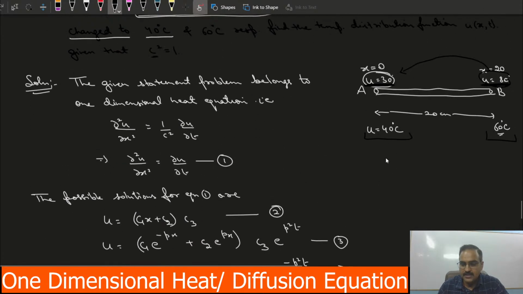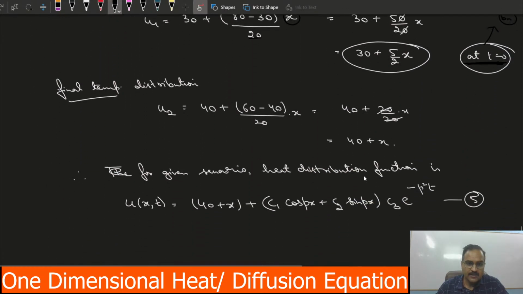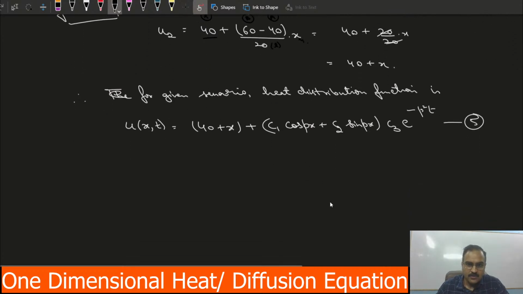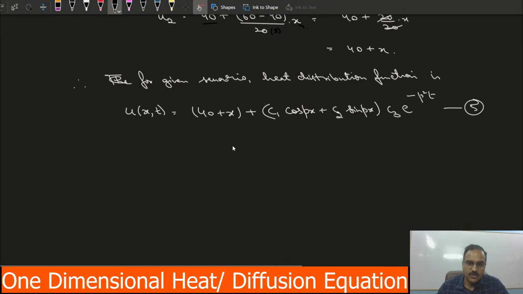Now the final temperature distribution. This was the final temperature, that is 40 and 60. So 40 is the initial temperature plus 60 at end point B, so 60 minus 40 by 20 into x, that is equal to 40 plus 20 by 20 into x, that is 40 plus x. So this is temperature at end A, this is temperature at end B, this is the length of the rod, and this is the displacement function f of x. Okay. So finally we get this heat distribution function.